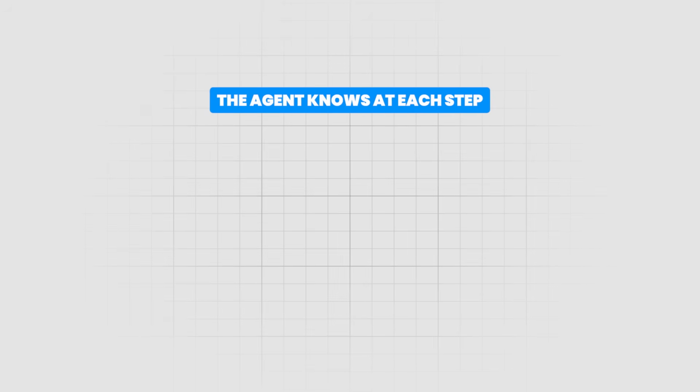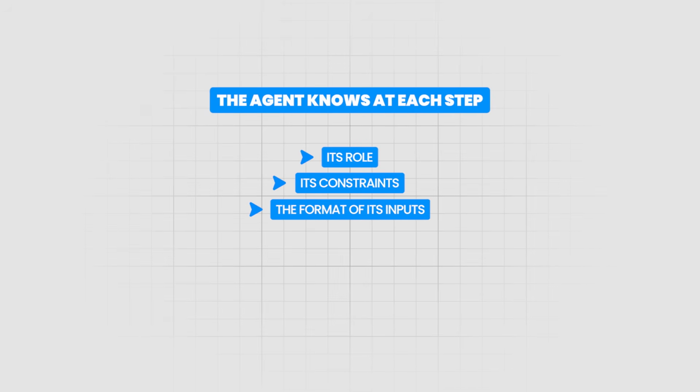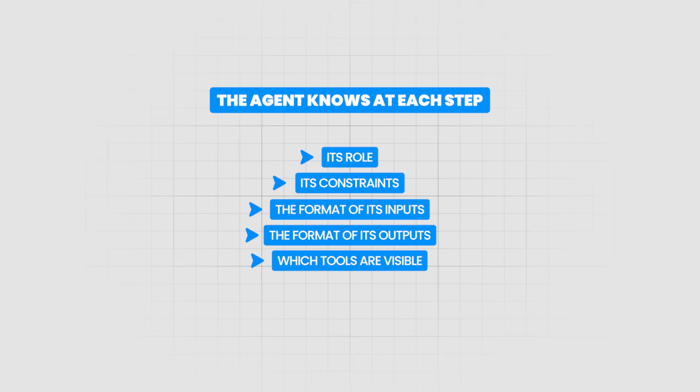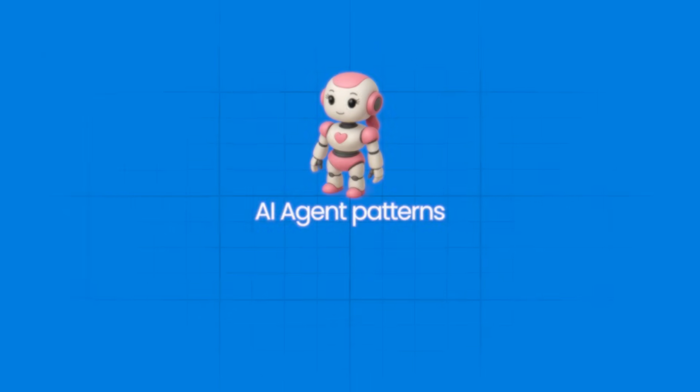And finally, last but not least, the 5th component is context engineering. This is the practice of deliberately designing what the agent knows at each step: its role, its constraints, the format of its inputs and outputs, which tools are visible, and which aren't. The insight here is that the quality of your agent is not just a function of the model that you picked. A well-engineered context with a mid-tier model will consistently beat a poorly engineered context with a frontier model.